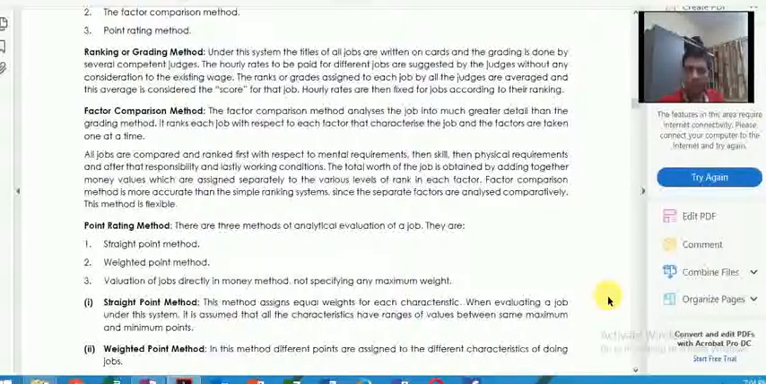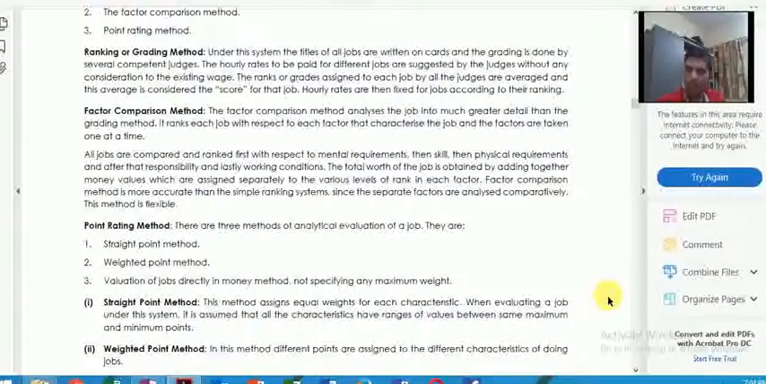The factors are like: how much physical energy or physical requirement is there for doing a job, how much mental requirement is there for doing a job, whether that job requires any special skill like decision making or analysis, how the working conditions are, and whether the job requires more responsibility or less responsibility.